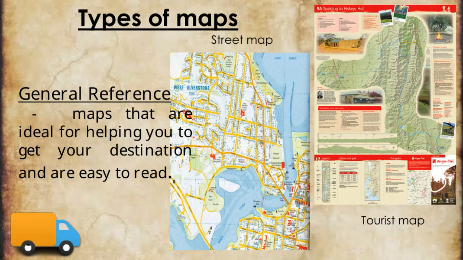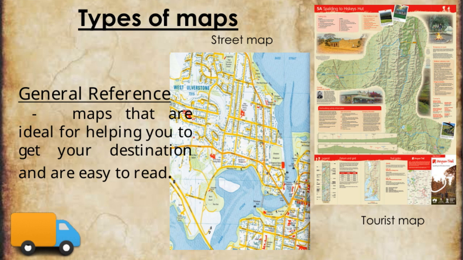Now, let's take a closer look at the types of maps that are especially useful for travelers and visitors. First up, we have the street map. This kind of map is fantastic because it shows detailed street layouts, making it easy to navigate through a city or neighborhood. It helps you find your way from point A to point B with clarity and precision. Next, we have the tourist map. These maps are designed with the traveler in mind. They highlight popular attractions, landmarks, and points of interest. They're usually simplified and visually appealing, making it easier to plan your sightseeing adventures without getting overwhelmed by too much detail.